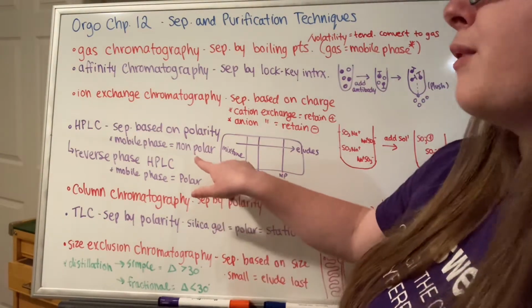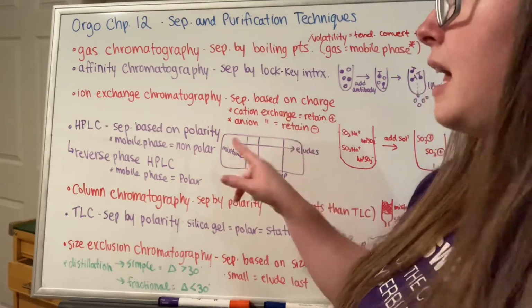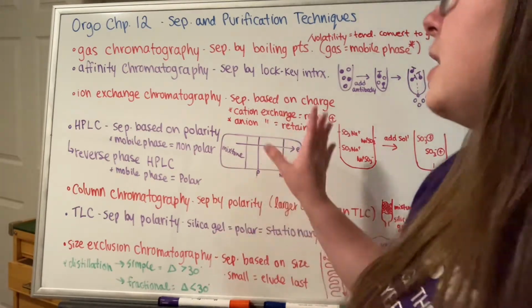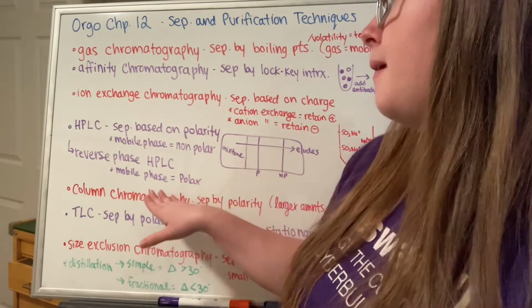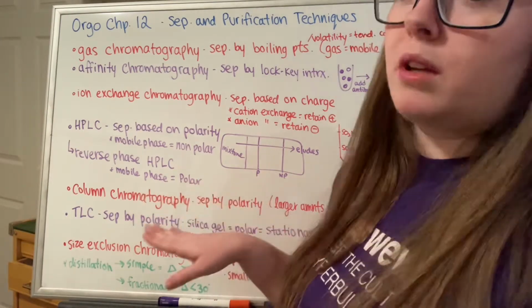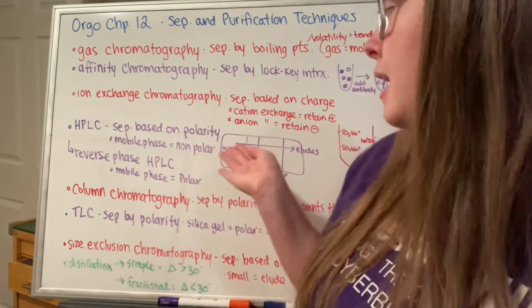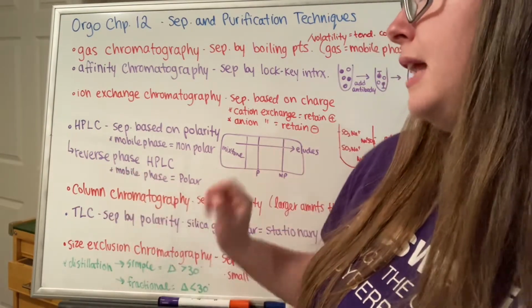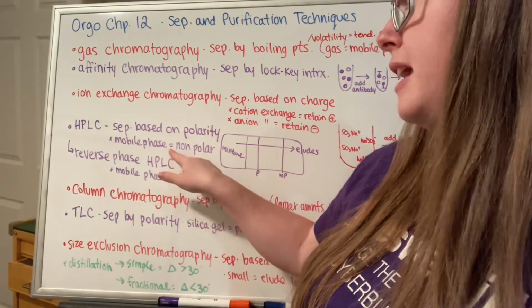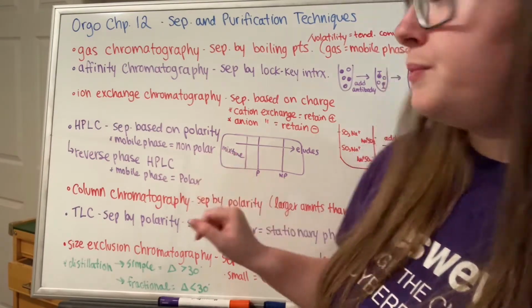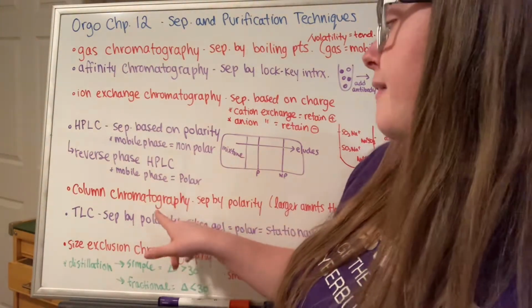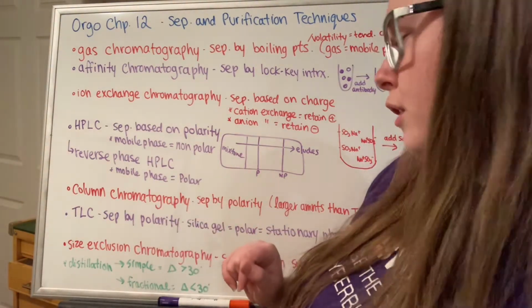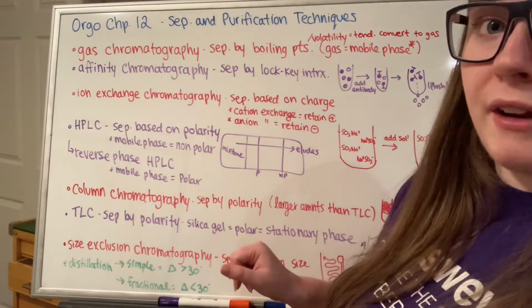Next, we also have reverse phase HPLC, which is the same technique, but the mobile phase would be polar. So it would technically be the opposite of this example, but it would have to say reverse phase. Like I said, for the most part, the mobile phase is going to be nonpolar. Next, we have our column chromatography, which separates based on polarity.